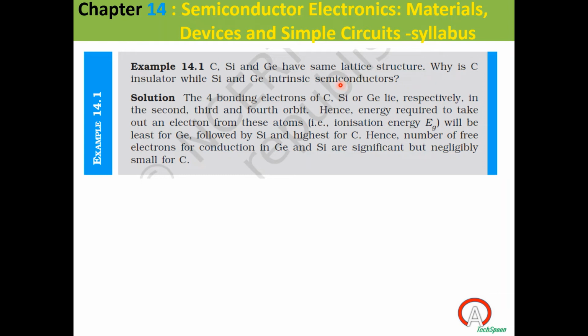Now, what is the atomic number? Or how many valence electrons are there in the case of silicon and germanium?